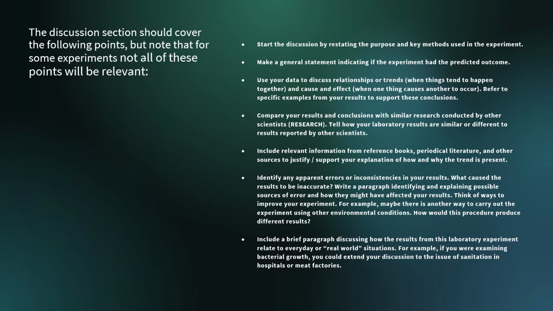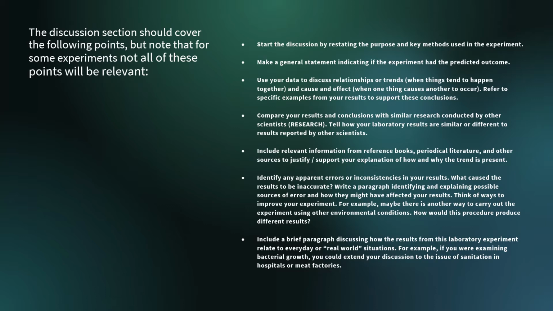And then what you need to do next is identify any errors or inconsistencies in your results. Can you see something when you've graphed it that doesn't really fit in with the rest of your results? Is there something inconsistent there? And then have a think about what may have caused the results to be inaccurate. So you can write a paragraph on that section. So identify, explain any sort of sources of error and how they might have affected your results.